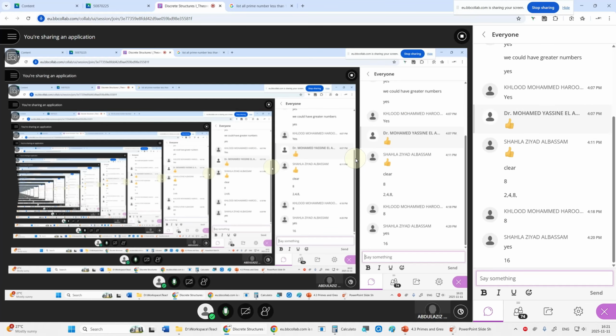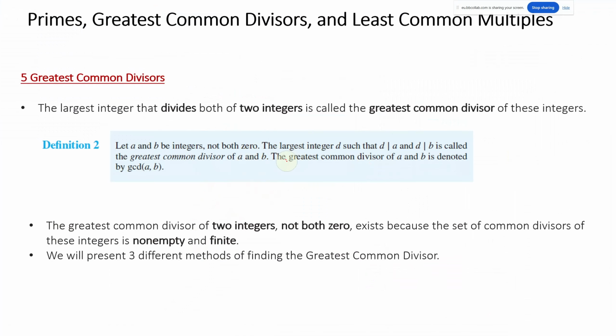Is that okay? So it's important for you to get that, because you might get lost into thinking, oh, any number can be the common divisor. Yes, but we're not looking for any number. We're looking for the greatest. Looking for the greatest common divisor. That's what we're looking for. So that's why we're looking for the largest integer.